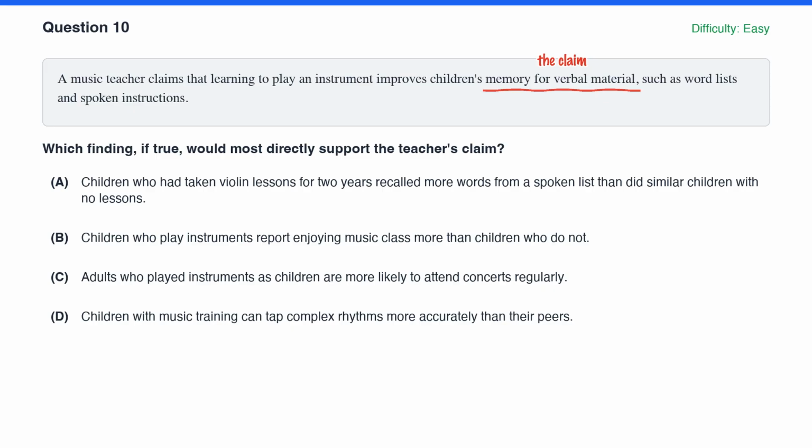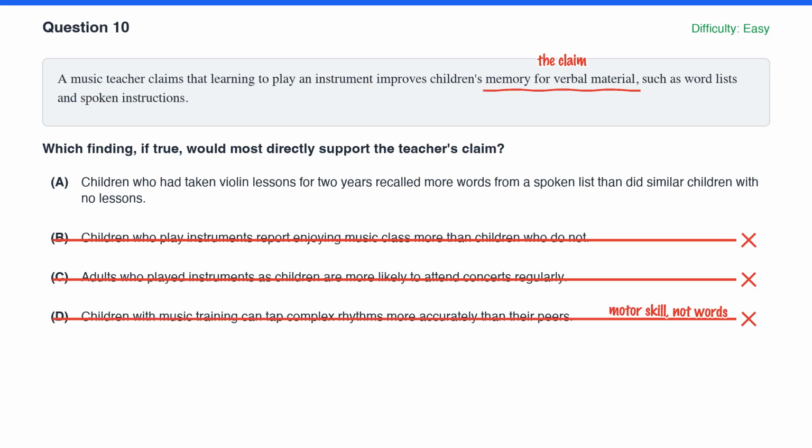Look at B. Enjoying music class more says nothing about memory. Cross it out. C talks about adults attending concerts. That's musical interest, not verbal memory. That one's gone. D has kids tapping rhythms, a motor and musical skill, not words. Strike that too. Only A reports children who recalled more words from a spoken list, the exact verbal memory in question.